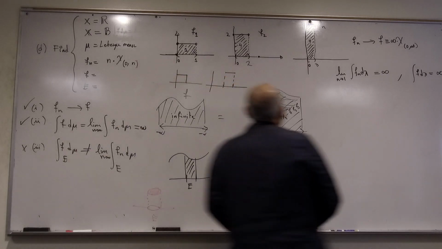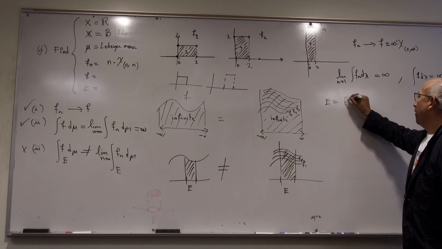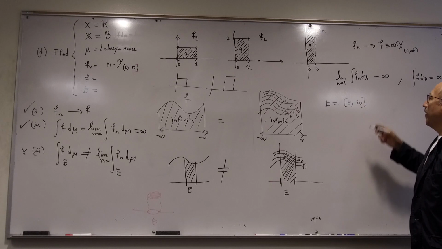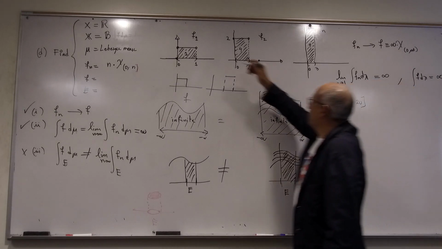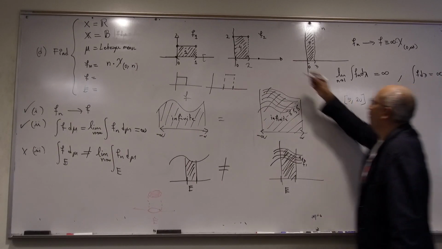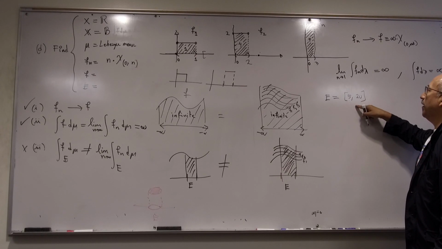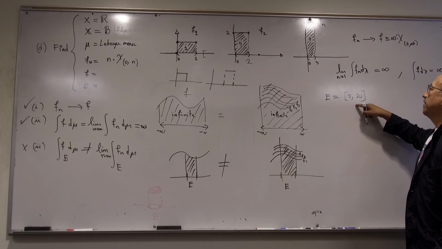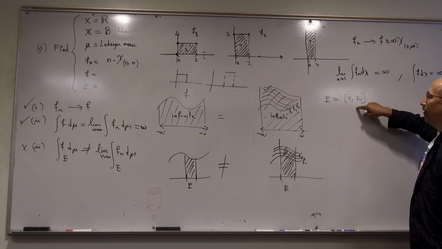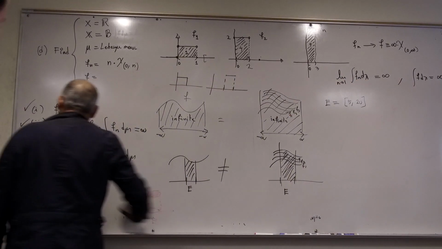So maybe we choose the set E to be, I don't know, 5,7 or 5,5, whatever, 20. The integral of the first one on that set is going to be 0. The integral of the second one on that set is going to be 0. But at some point this is going to go super large, and so the integral is going to be infinity, and this one is also infinity.